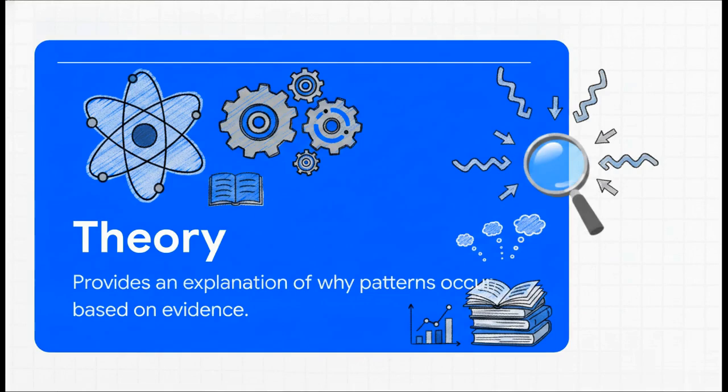A theory goes a step further and actually explains why those patterns occur, based on a massive amount of gathered evidence. For example, the atomic theory explains exactly how molecules are formed. And please remember this, in science, a theory is never, ever just a random guess. It is a rigorously tested explanation.